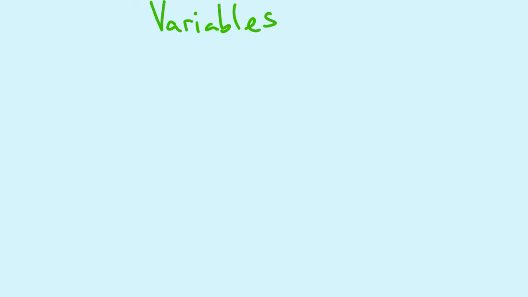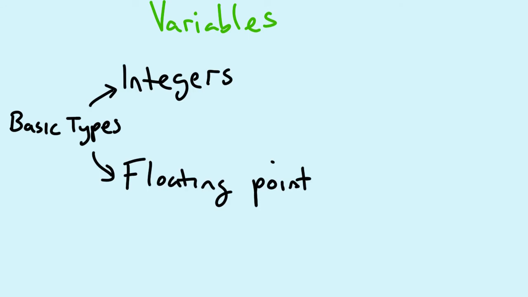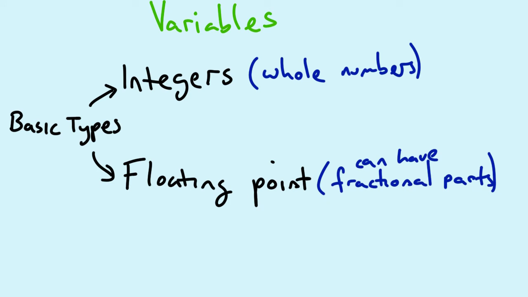So variables are places to store values in memory. And first thing we have to look at with our variables is the different types of variables. So for us right now, we're only going to look at basic types. And basic types can be divided into two groups, integers and floating point. So integers are whole numbers, so for example 87, whereas floating numbers can have a fractional part, which means a decimal point. So for example 8.7.